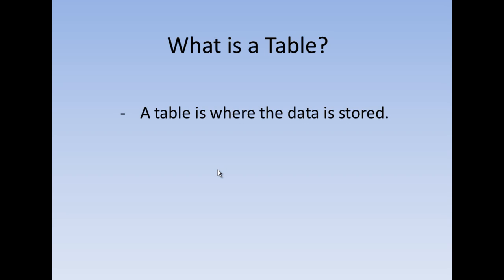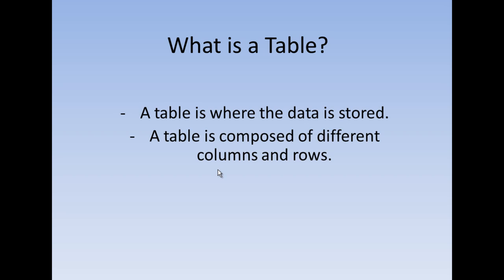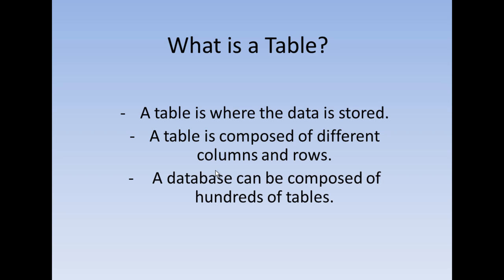A table is where the data is stored. A table is composed of different columns and rows. A table column is responsible for storing many different types of data like numbers, text, dates, and even files, while a table row is a horizontal record of values that fit into each different table column. A database can be composed of hundreds of tables.